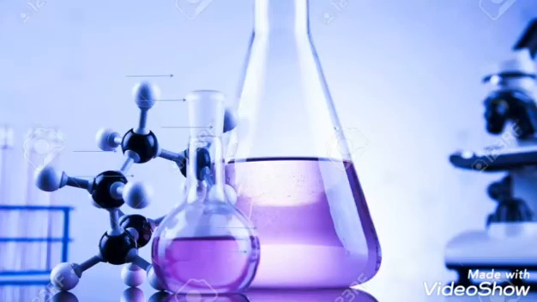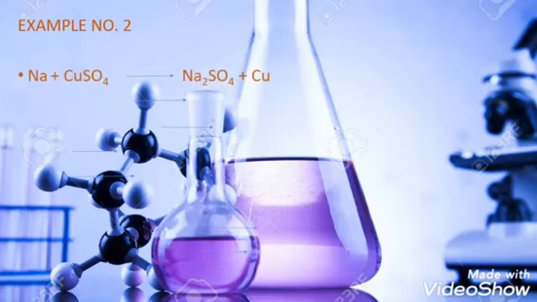Let us now do the second example for the oxidation and reduction reaction. The given equation is Na plus CuSO4 to give you Na2SO4 plus Cu. First step is to check if the equation is balanced. Obviously, the given equation is not balanced since I have only one atom of Na on the reactant side, but I have two sodium atoms on the product side.